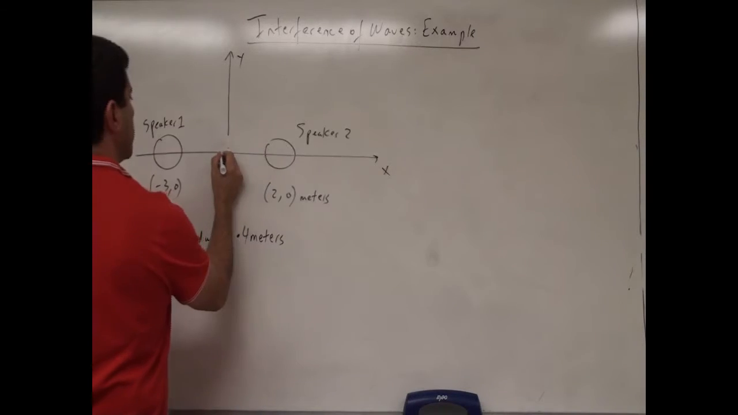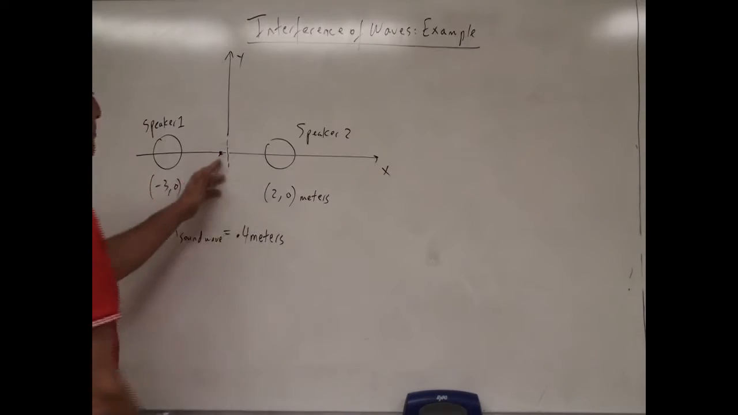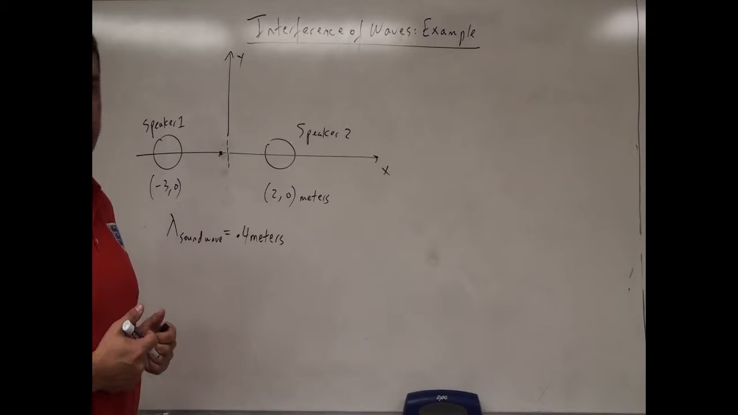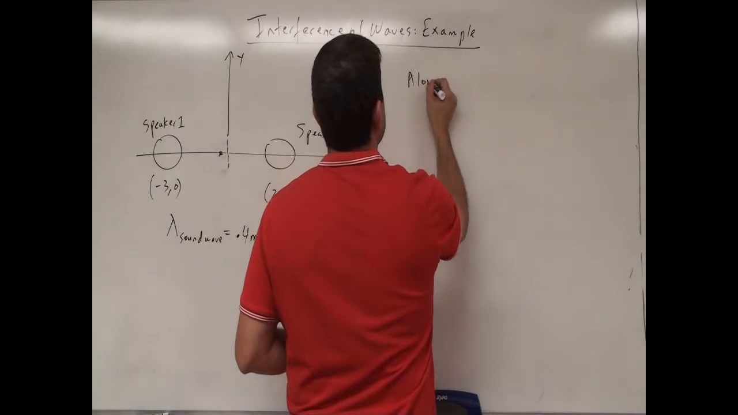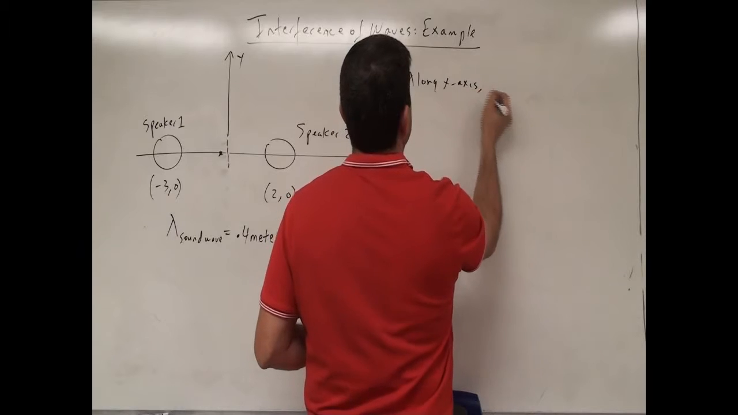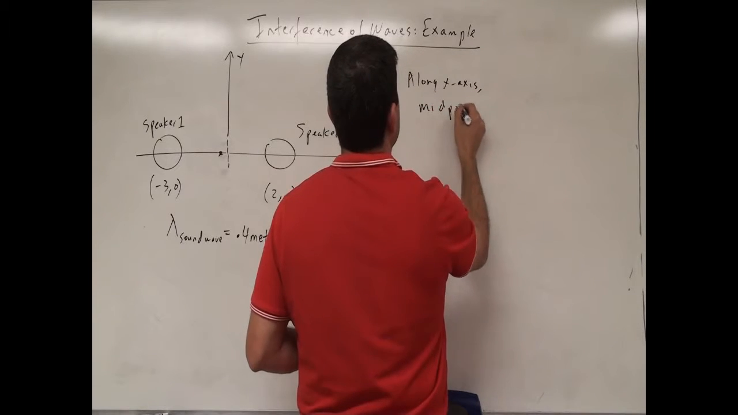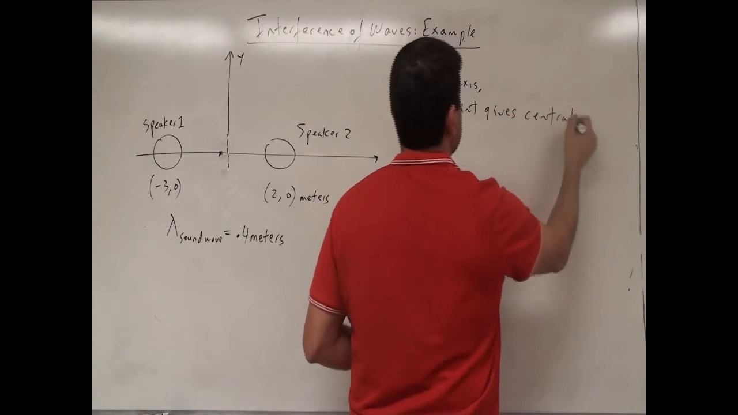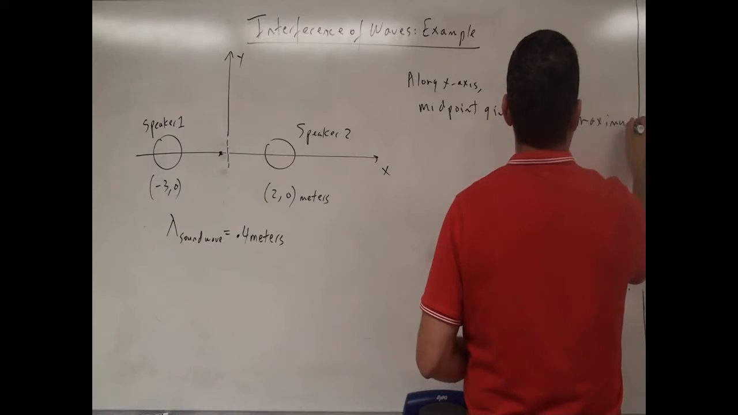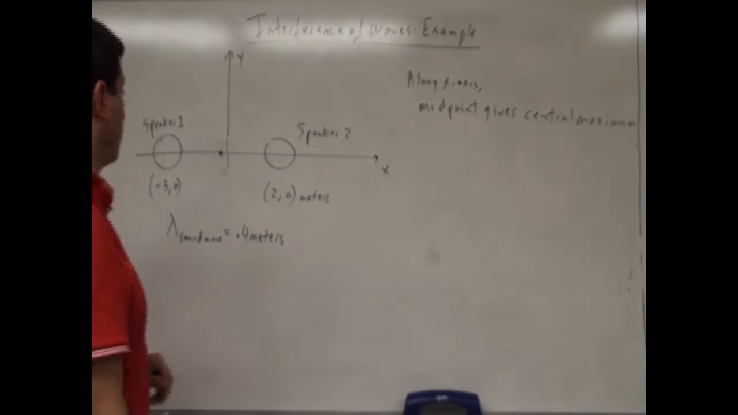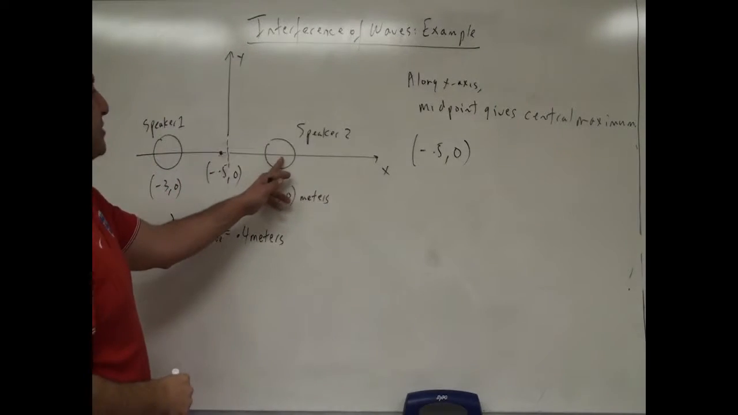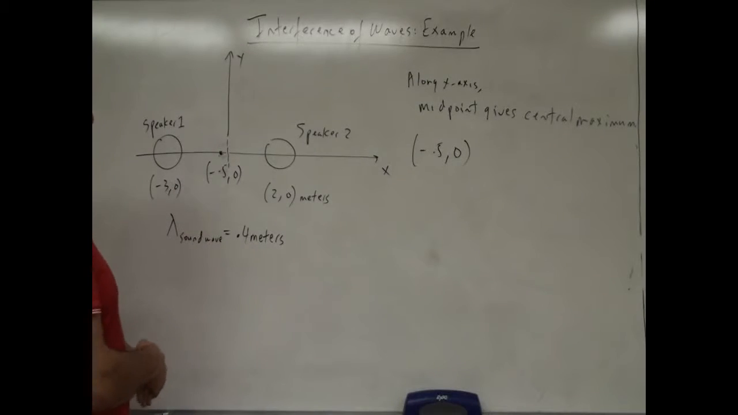In the midpoint, somewhere here in the middle, there's going to be a point where it's equidistant from both of them, right? And then the waves are going to reach there completely in phase. So along the x-axis, the midpoint gives the central maximum. We call that the central maximum, right? Because it is equidistant from both of them. So right here, it's going to be 2.5 meters from speaker 2, and 2.5 meters from speaker 1. So that will yield the central maximum, right?